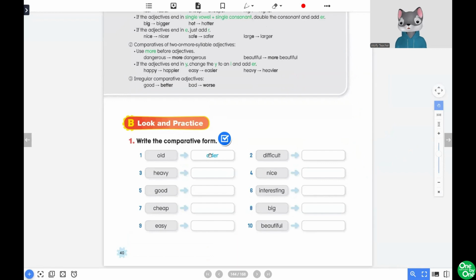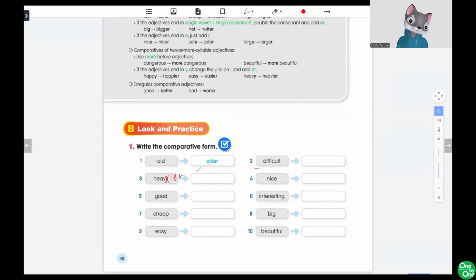So old, how do we put this into the comparative form? We only need to add an extra ER. Old, older. Y로 끝나니까 우리 뭐 어떻게 해야 되지? Y 빼고 IER. It's going to be heavier. Next one. What about number 2? Difficult. It's more than one syllable or it's more than 2 syllables. So 앞에다가 뭐 써야 되지? Right. We need to use more. More difficult. Next one. Let's try number 4.